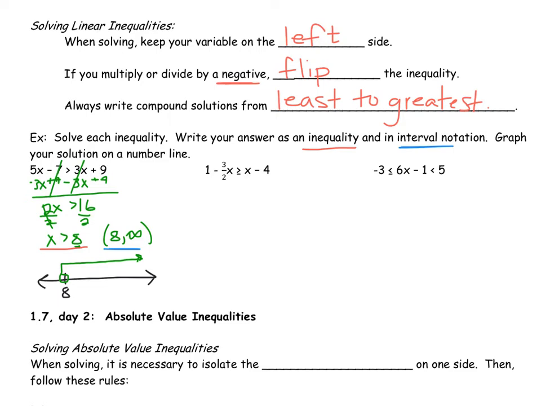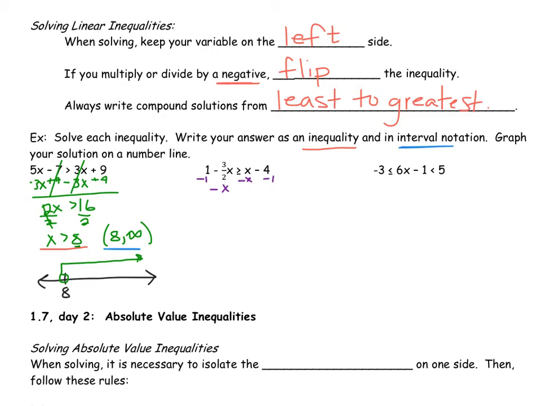Take a look at the next example. Again, we're going to follow that same idea. Now we have 1 minus 3 halves x is greater than or equal to x minus 4. Again, we want to keep our variable on the left-hand side, so I'm going to move the x on the right over to the left. This looks like it might be tricky. I'm going to also move that 1 over to the right.